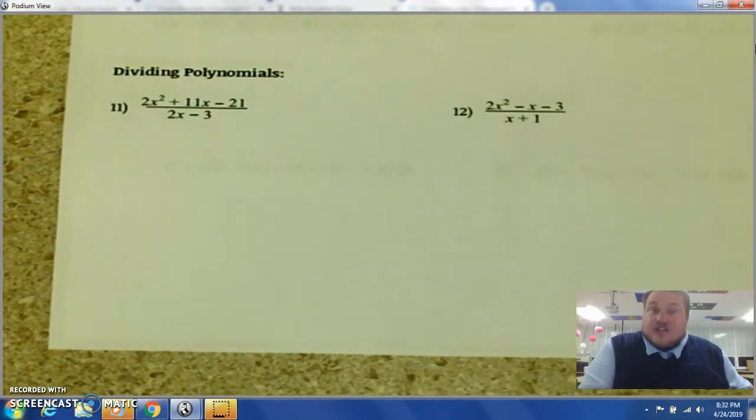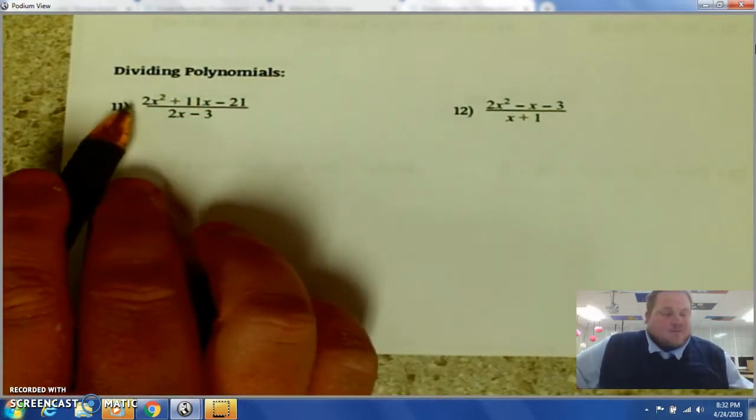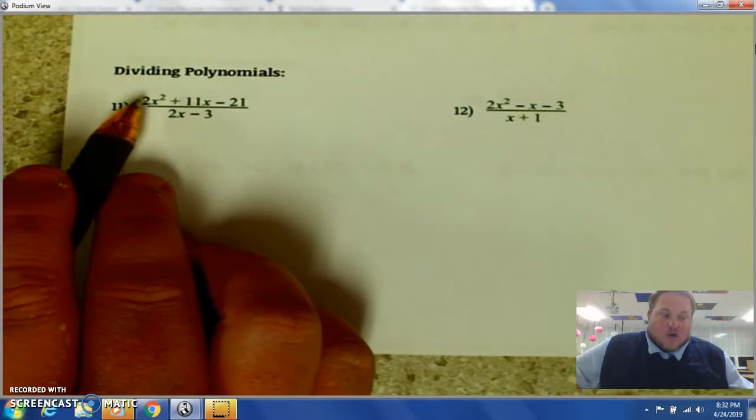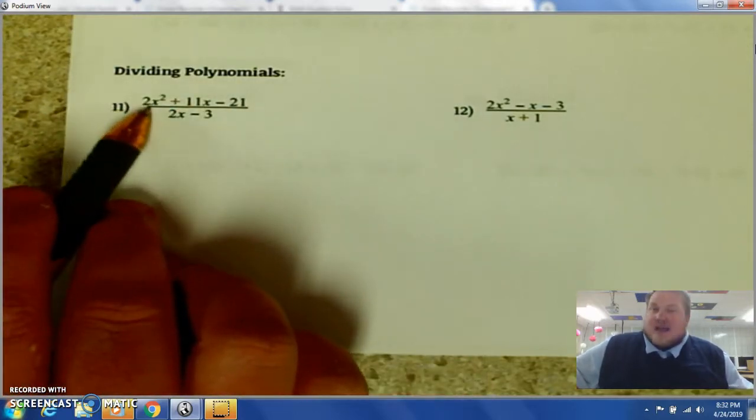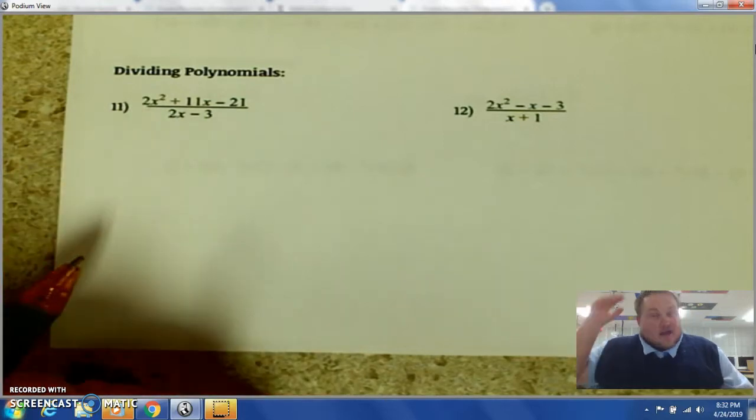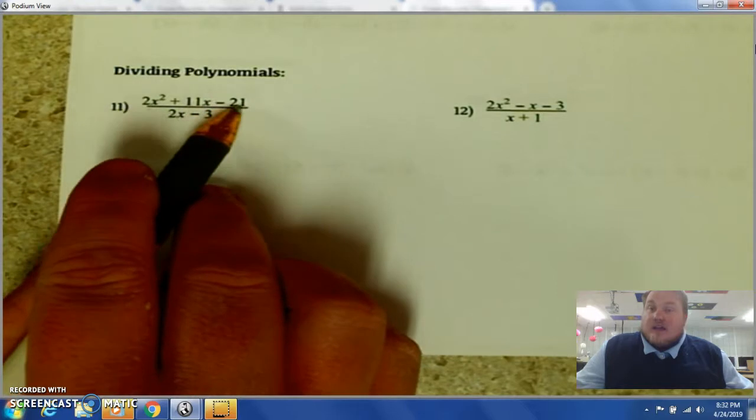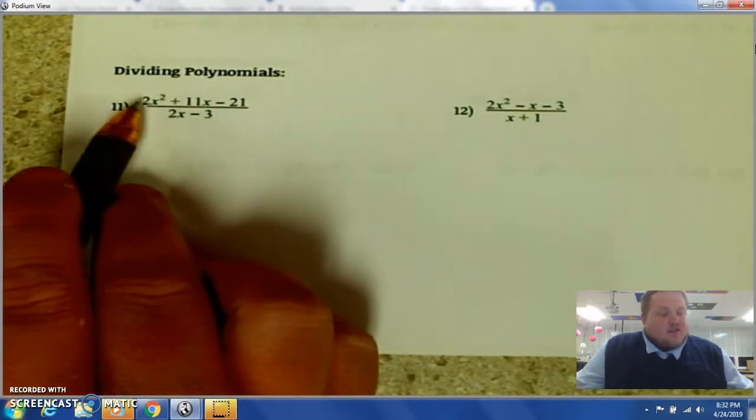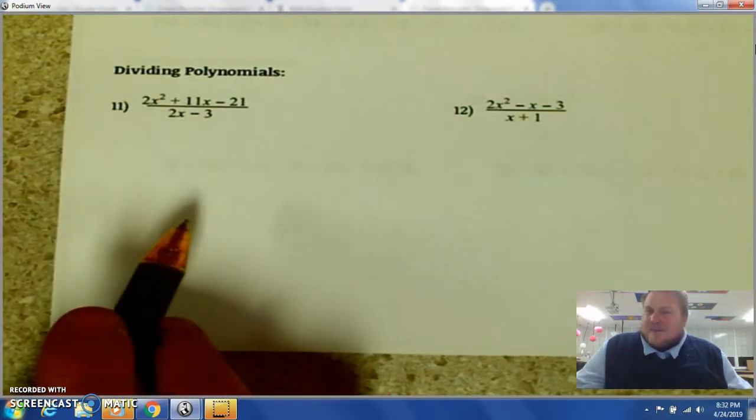So our very first step when we factor is we have to determine whether there's a greatest common factor. And we want this to say x squared plus something x plus or minus something. We want it to just be x squared, but there's a 2 there. And so we need to figure out what to do with that. We have 2, 11, and negative 21. Can we divide 21, 11, and 2 by a common number?